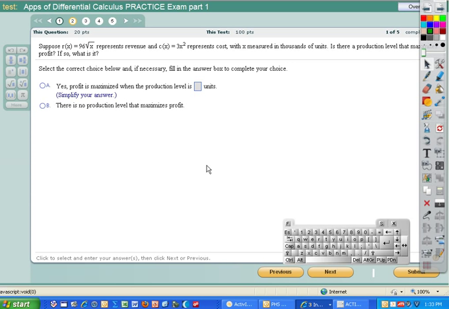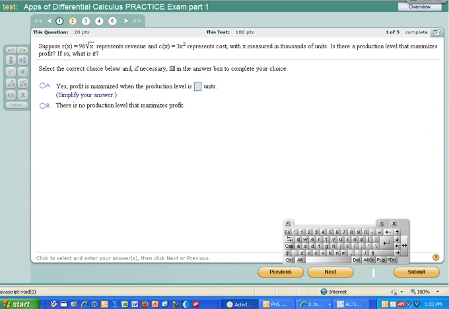Okay, so how about this one? Suppose R of x equals 96 times the square root of x. That represents the revenue, and C of x equals 3x squared represents cost, with x measured in thousands of units. Is there a production level that maximizes profit, and if so, what is it?